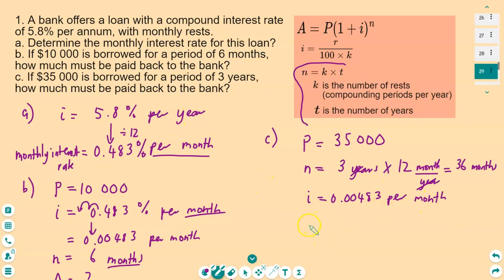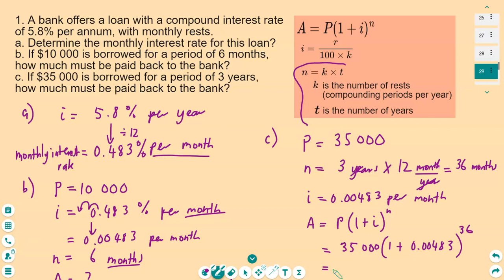The amount to be paid back to the bank. We've got P, we've got I, we've got N. 1 plus 0.00483 to the 36 months. I'm interested to see what this will be. So 35,000, maybe they're buying a brand new car or something.